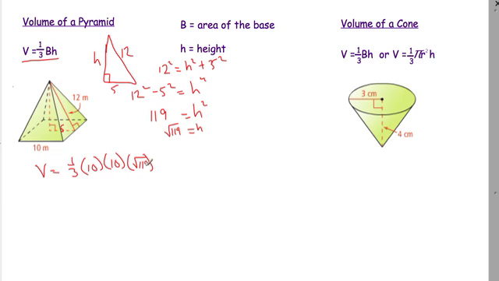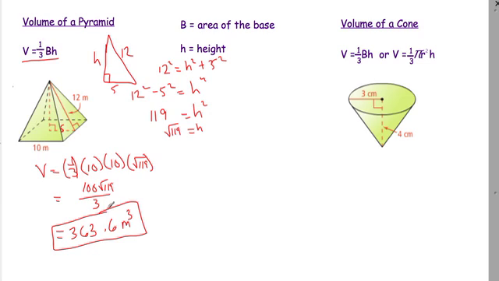We'll round it, though, at the end. Again, very important. So now, if you're really smart, just put this whole thing in your calculator right away. Okay? And if you wanted to, 10 times 10 is 100. So this is 100 radical 119 divided by 3. But it doesn't matter. I would just put this thing right into my calculator, and I would get, rounded to the nearest tenth, 363.6 cubic meters. All right?